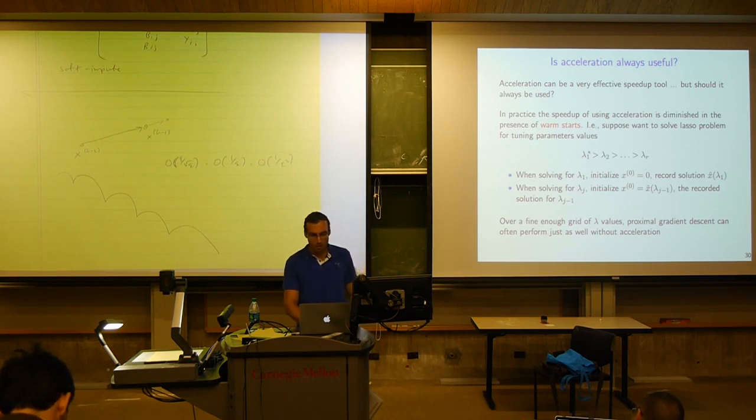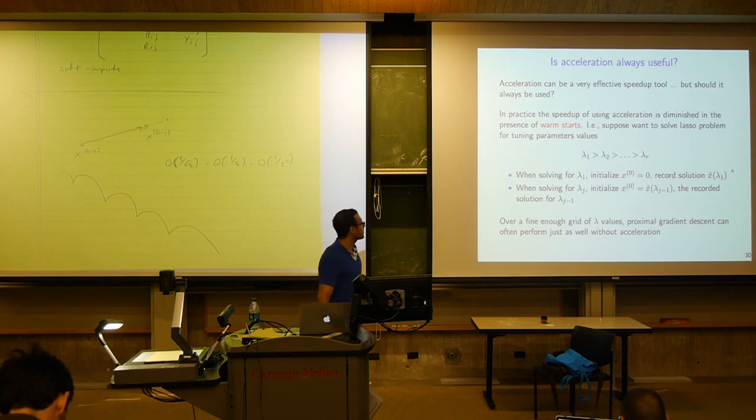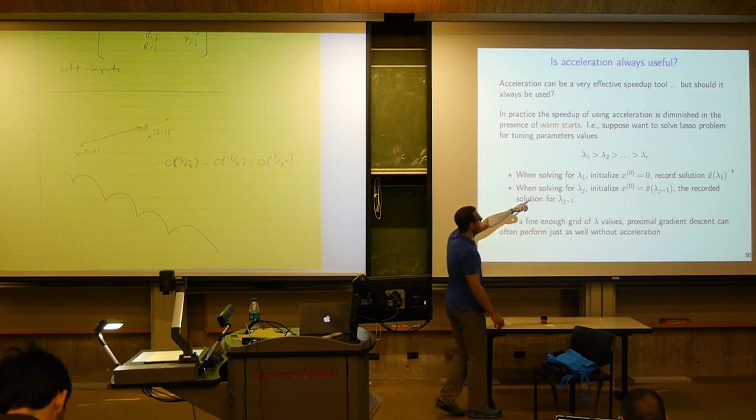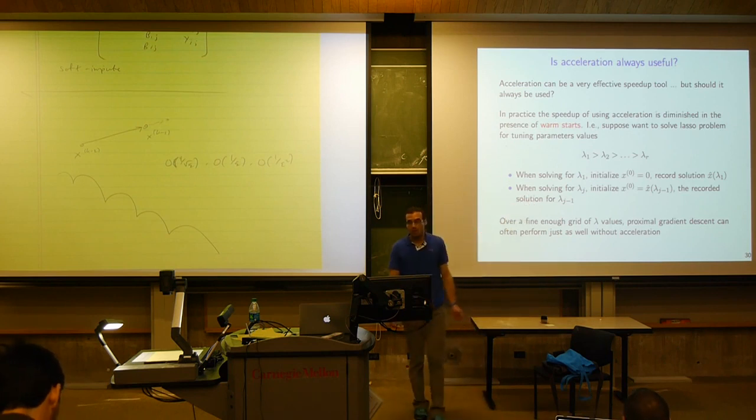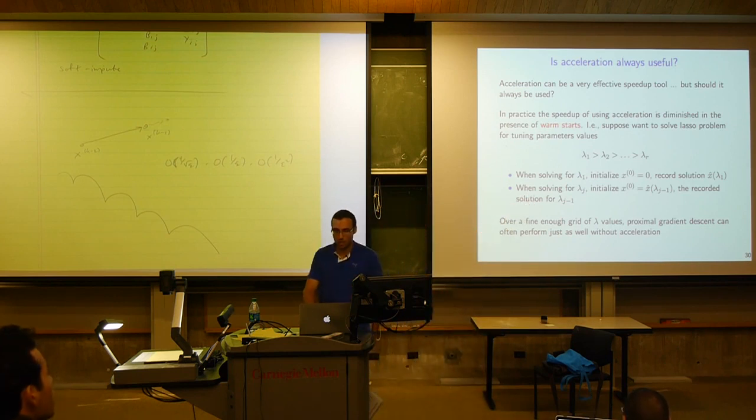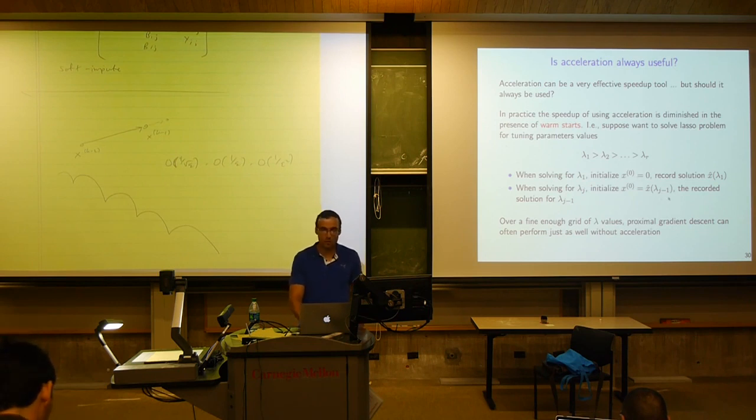We solve the problem at the largest value of lambda, and then we record that solution. Let's call it x hat of lambda 1. And then in order to solve the problem, say at lambda 2, instead of initializing our proximal gradient algorithm at 0, or at some random guess for x0, we initialize it at the solution that we found at lambda 1. Okay, that's called warm starting. It's putting us in a good spot.